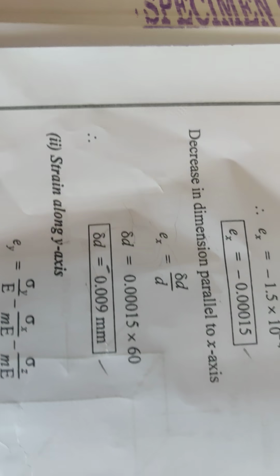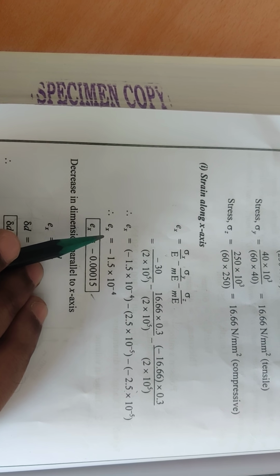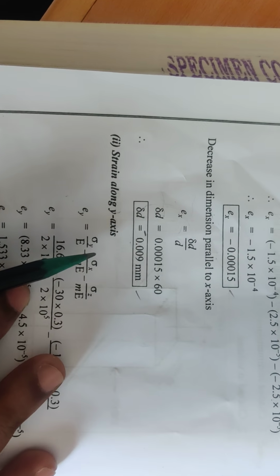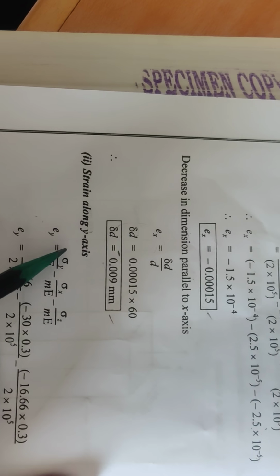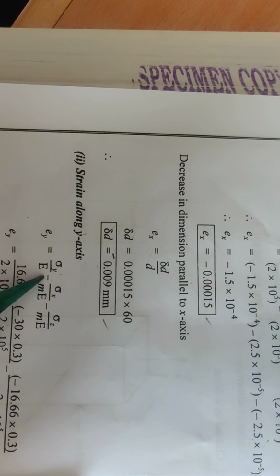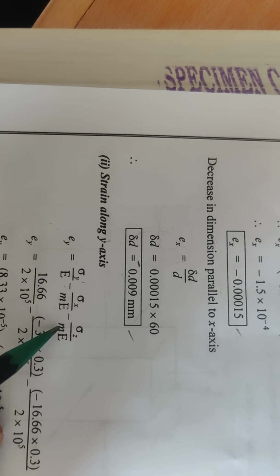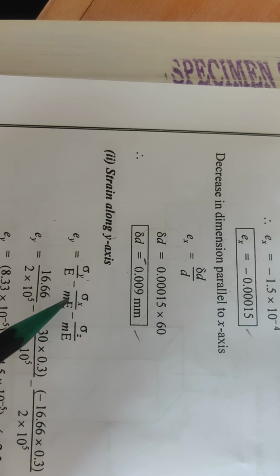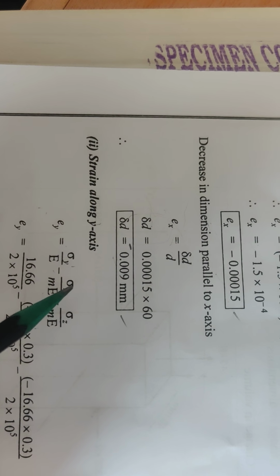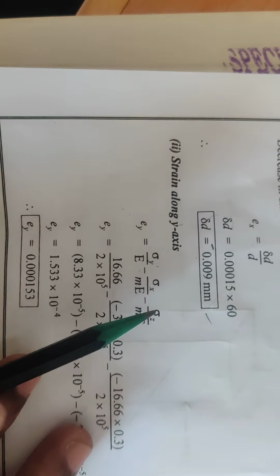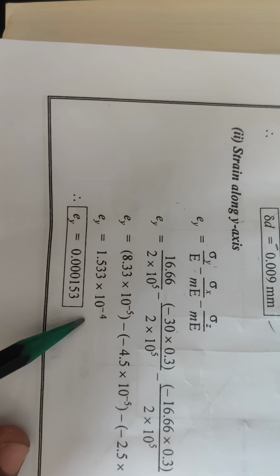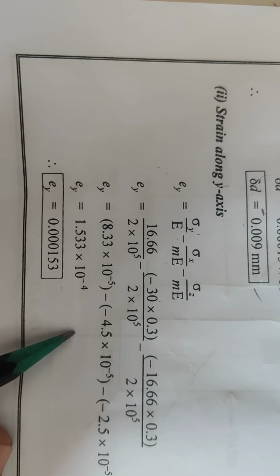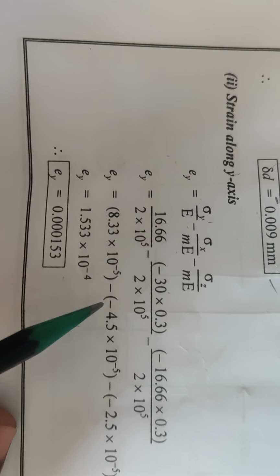After calculating strain along x-axis, now we are calculating strain along y-axis. The same formula: Ey is equal to sigma y by E, minus sigma x by mE, minus sigma z by mE, where 1 by m is nothing but Poisson's ratio. We know all the values: sigma y, sigma z, E, m and all. So we are substituting all the values, and we are getting Ey as 0.0000153.